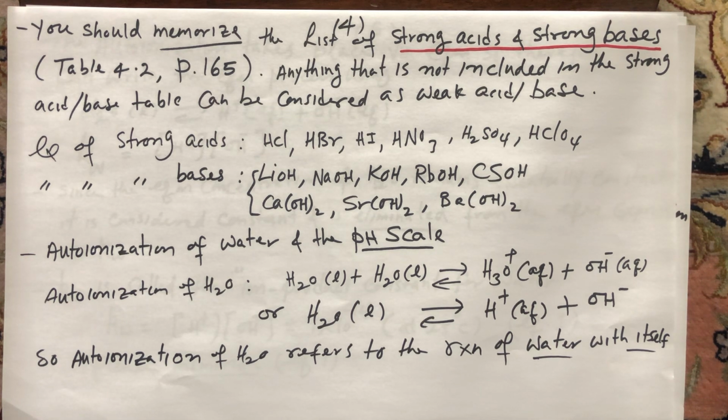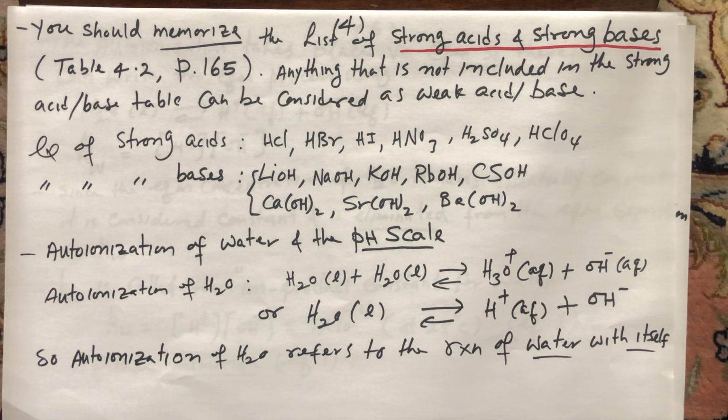Now, the reason I'm asking you to memorize the list of strong acids and strong bases only is very simple, because anything that is not in this list is considered to be weak, whether it's a weak acid or weak base, okay? So all you have to do is memorize the list of strong acids and strong bases, and anything else, you should think of as weak acids and weak bases.